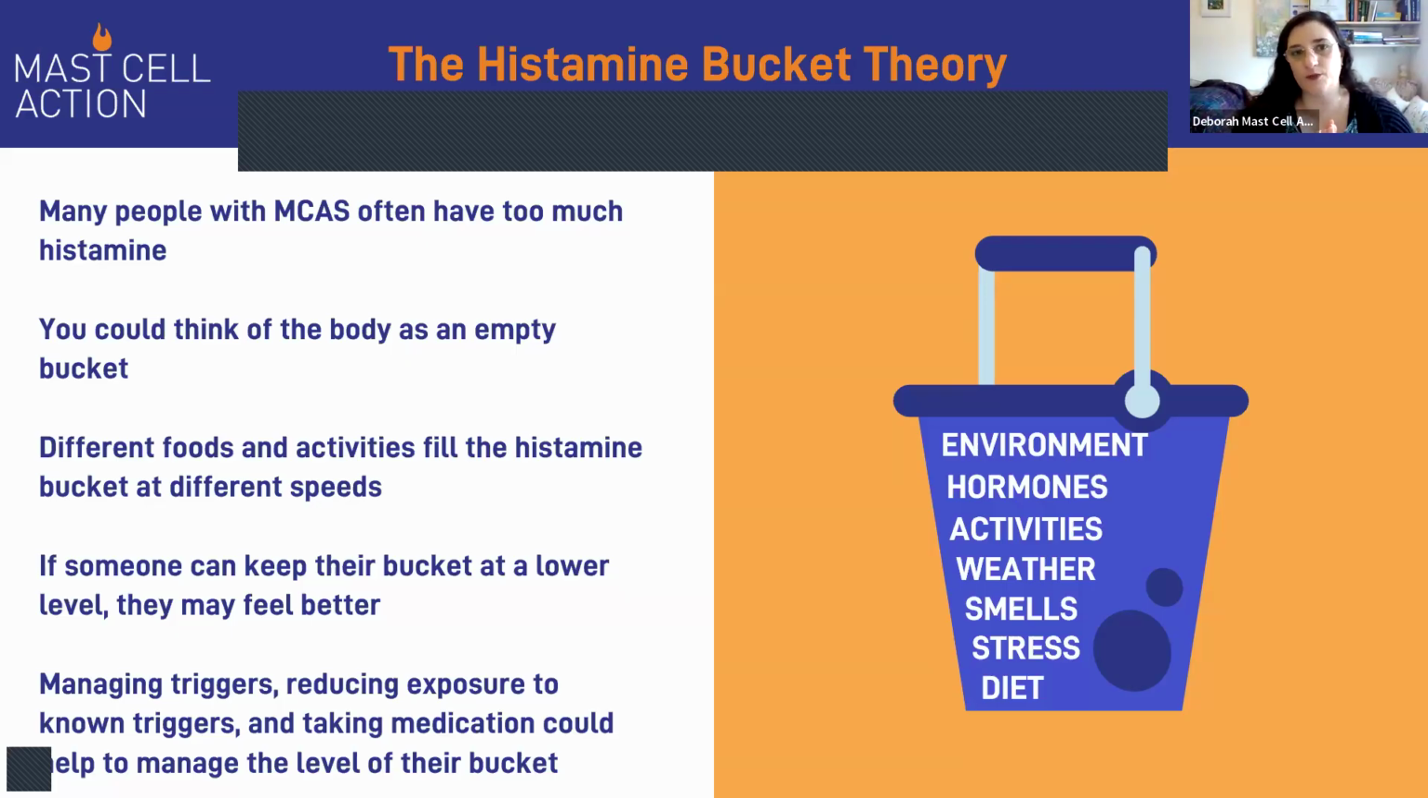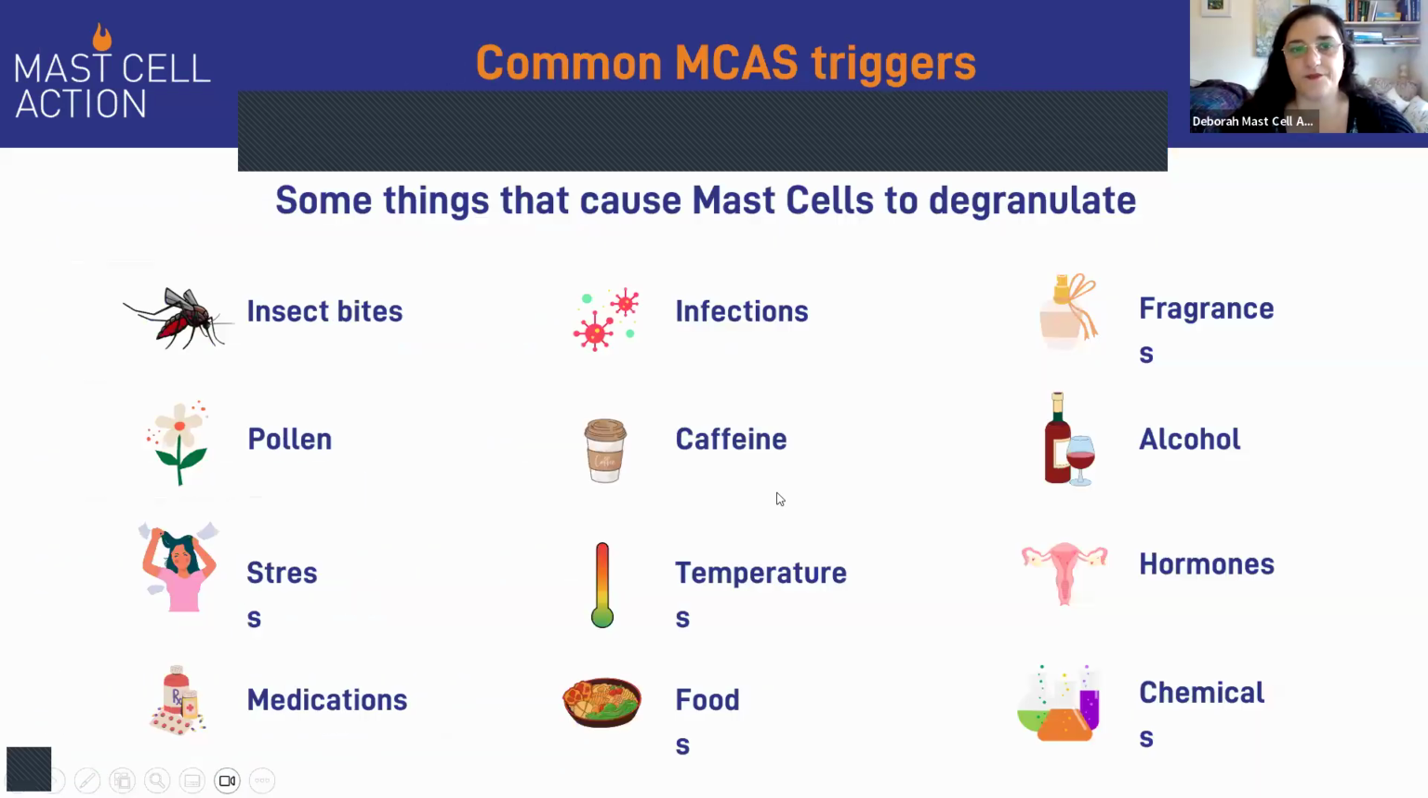And this is why it's so unpredictable, because if you have an exposure to, say, for example, tomatoes, you might be able to eat tomatoes when your bucket is quite low. If you've not been exposed to anything else that day that's a problem for you, you might get away with a tomato. If on another day you've been exposed to somebody's perfume and the weather pressure has changed and maybe your hormones are different that day and you've eaten some other food that maybe is high in histamine, then you eat a tomato, then your bucket overflows and you think, well, I'm reacting to a tomato and the other day I could eat it fine. This is how the histamine bucket works with MCAS.